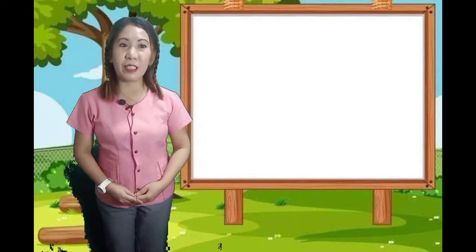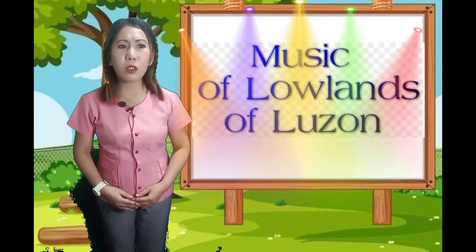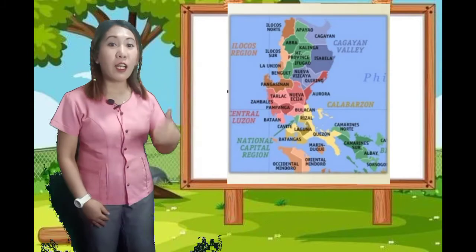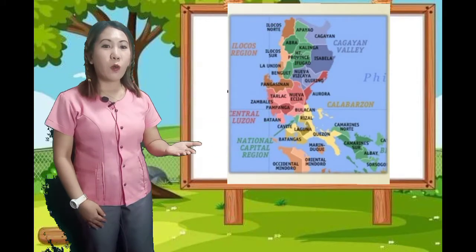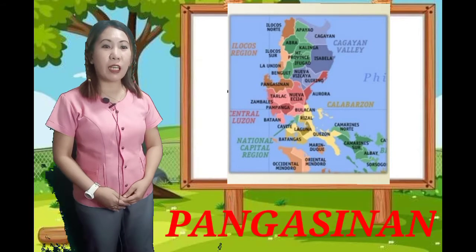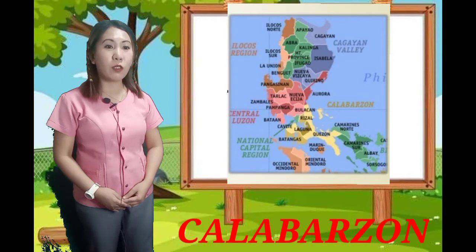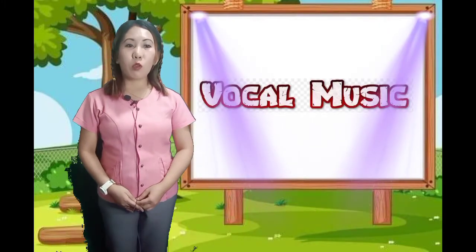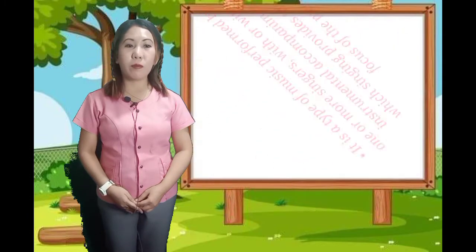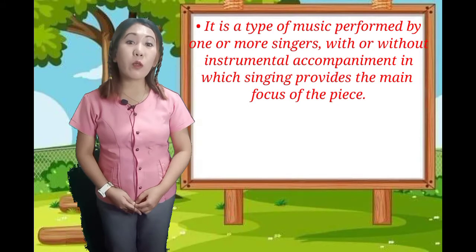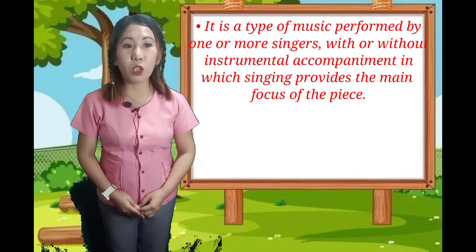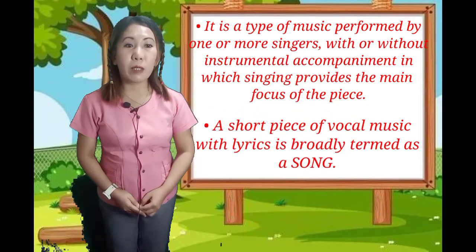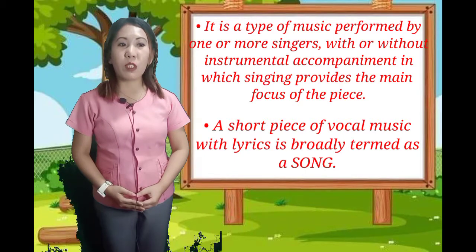Let's proceed to our topic, the music of the Lowlands of Luzon, which is composed of vocal and instrumental music. First, let's take a look at the Luzon geographical location. We have the Ilocos, Pangasinan, Pampanga, Calabarzon, Mimaropa, and Bicol. Now, let's focus on the vocal music of the Lowlands of Luzon. It is a type of music performed by one or more singers with or without instrumental accompaniment, in which singing provides the main focus of the piece. A short piece of vocal music with lyrics is broadly termed a song.